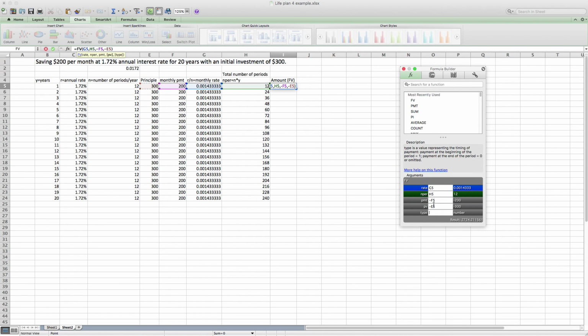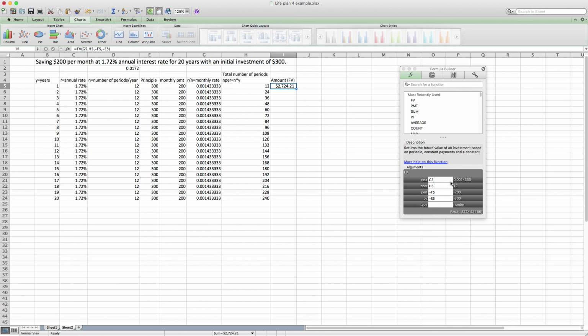Now this last cell is optional. It has to do with when the interest is compounded, whether at the beginning of the period or the end. That is not necessary to this equation right now. It's optional, so I'm just going to omit it and push enter. So we see that at the end of the first year, we will have $2,724.21.